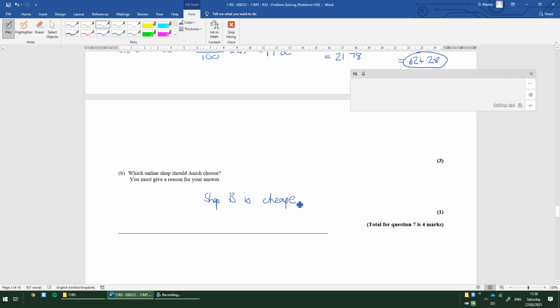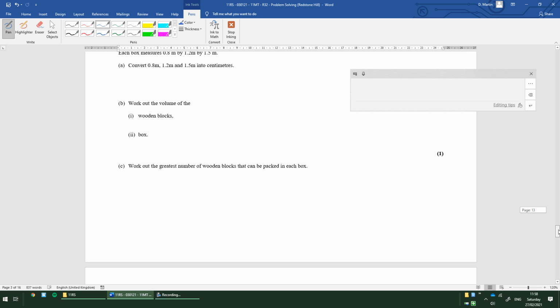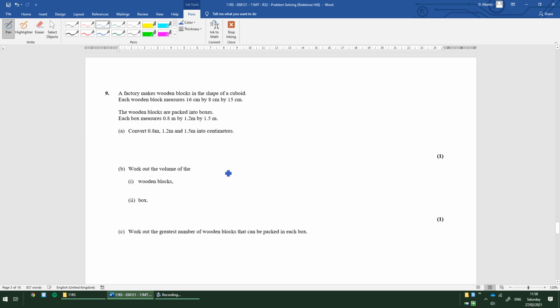Right, on to the next one. Question 9 makes wooden blocks in the shape of a cuboid, and we give them the blocks in centimeters, but the boxes are in meters. So the first thing we need to do is convert these values into centimeters. To change meters to centimeters, we times by 100. So 0.8 times 100 is 80 centimeters. 1.2 times 100 is 120 centimeters. And 1.5 times 100 is 150 centimeters.